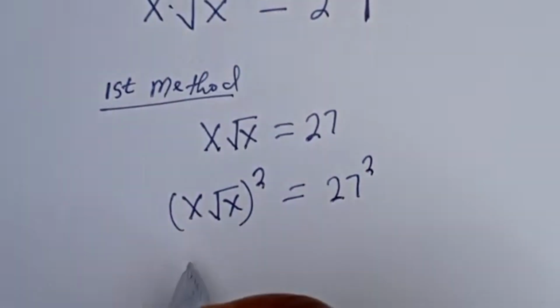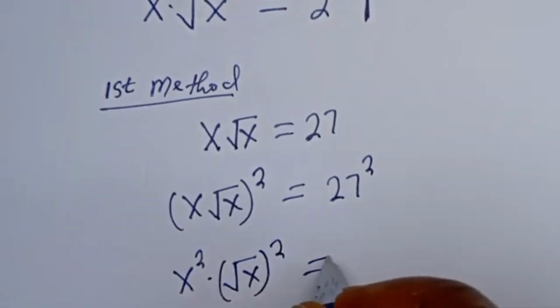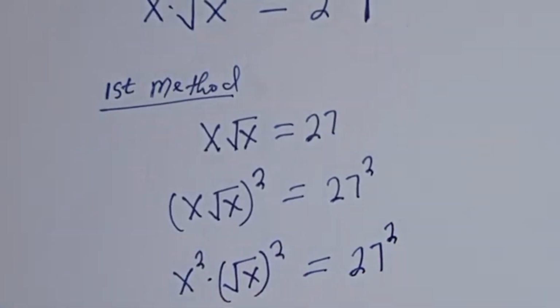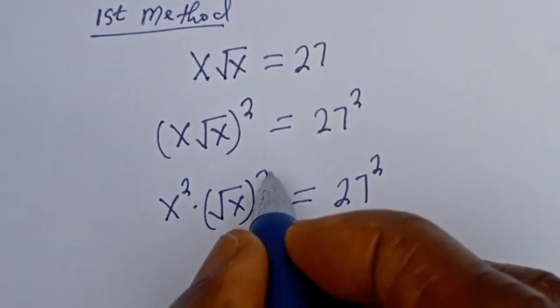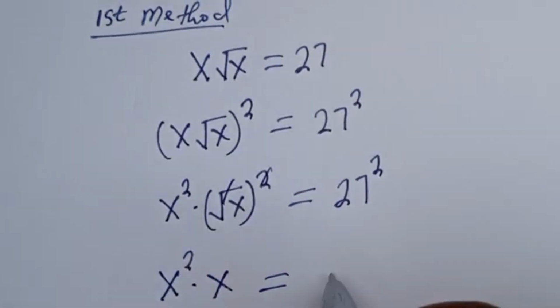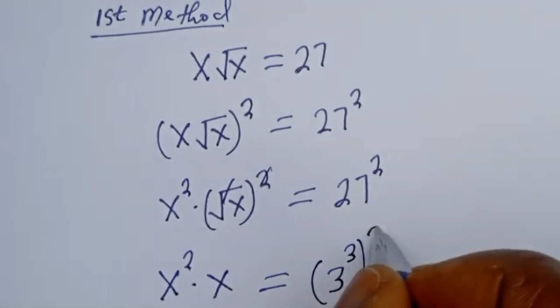Now, this is s square multiplied by root of s all square is equal to 27 square. Then this will cancel this. We have s square multiplied by s is equal to 27, which can be written as 3 raised to the power of 3, 3 to the power of 2.